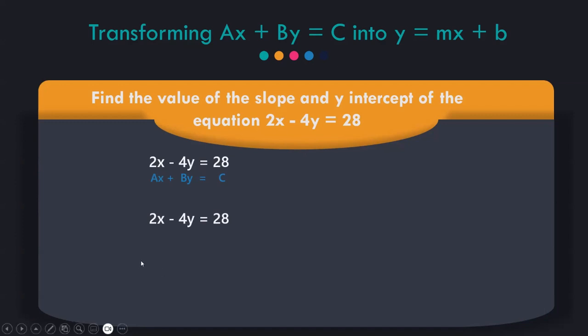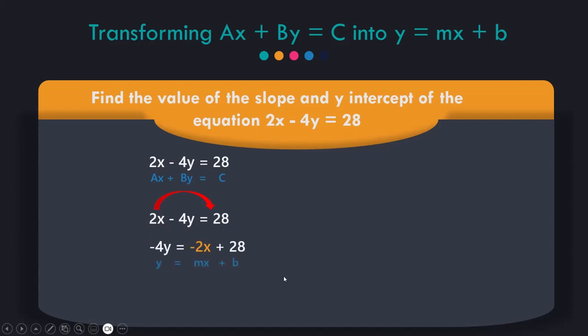And again, what will be the first step? That is to transpose 2x to the other side of the equation. So ano natira? Don't forget to include the sign. May minus sa harap ni 4y. It means that we still have negative 4y is equal now to negative 2x plus 28.